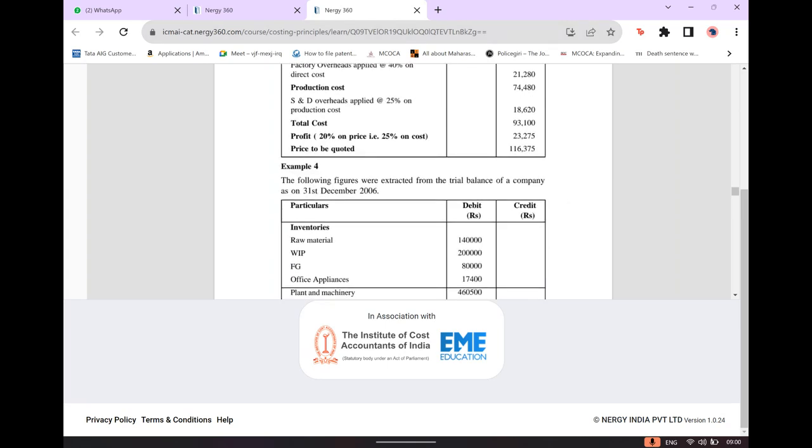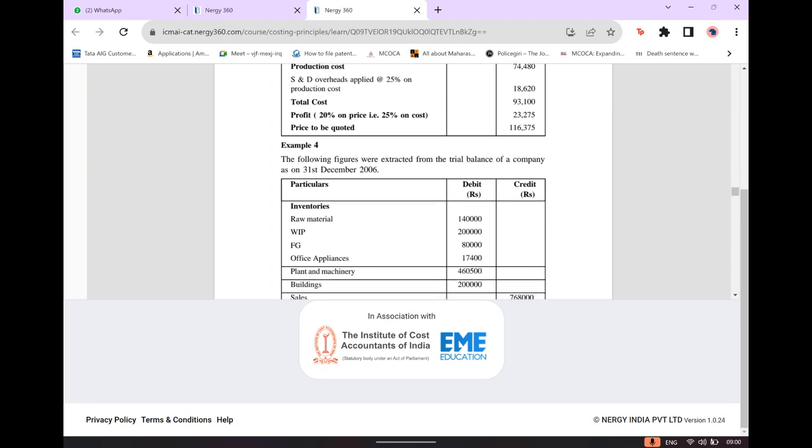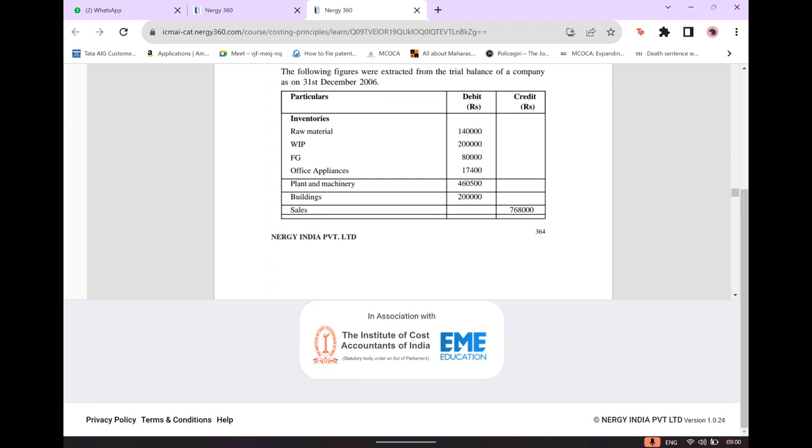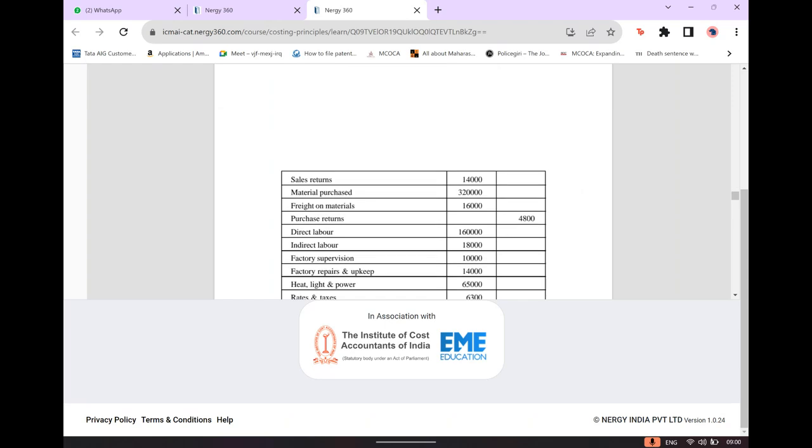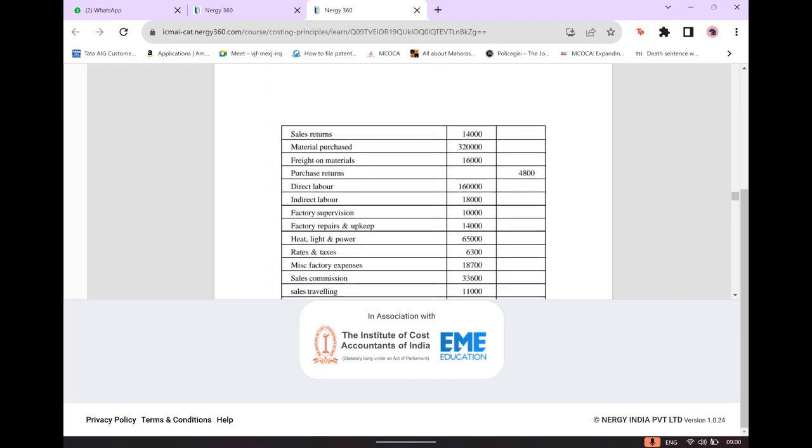The following figures were extracted from the trial balance of the company as on 31st March 2006. Inventories: raw material, WIP, finished goods. Then you have office appliances separate. It is not a part of inventory. Then plant and machinery, buildings, stock. So stock will be a credit balance. Sales returns, material purchased, freight on material. So it is a direct cost, a material cost. So it will be used for opening stock of material plus purchases plus freight minus the closing stock. Then you have purchase returns. Again, it is a credit balance.